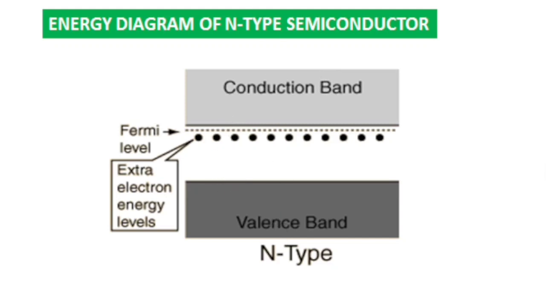This one is valence band, above which conduction band is present. This one is energy gap. So here, a large number of electrons are present below the conduction band. So this one is Fermi level and these are extra electron energy levels. So this is the diagram of n-type semiconductor.